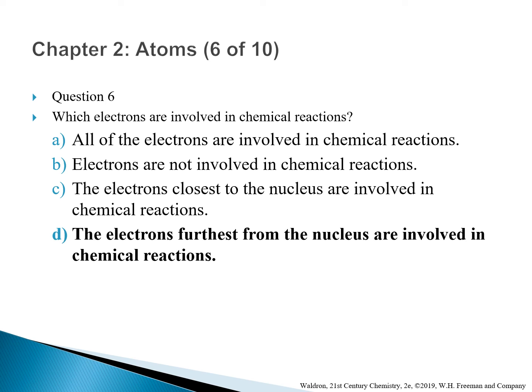The correct answer for this question is D. The electrons furthest from the nucleus are involved in a chemical reaction. These outermost electrons are very loosely held by the nucleus. They are likely to be gained, lost, or shared in a chemical reaction.